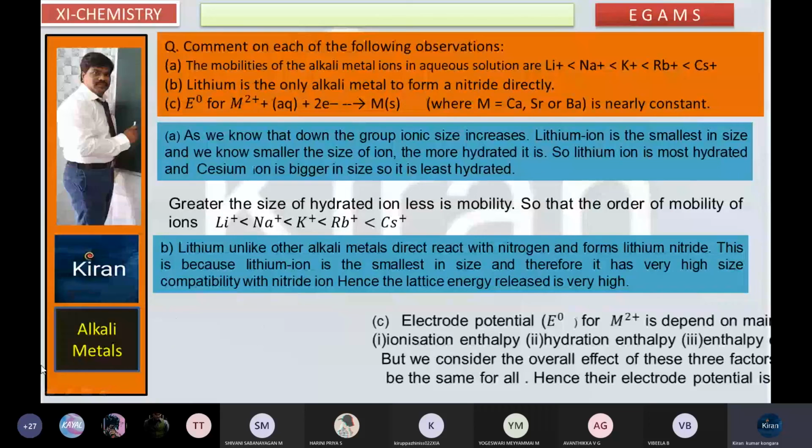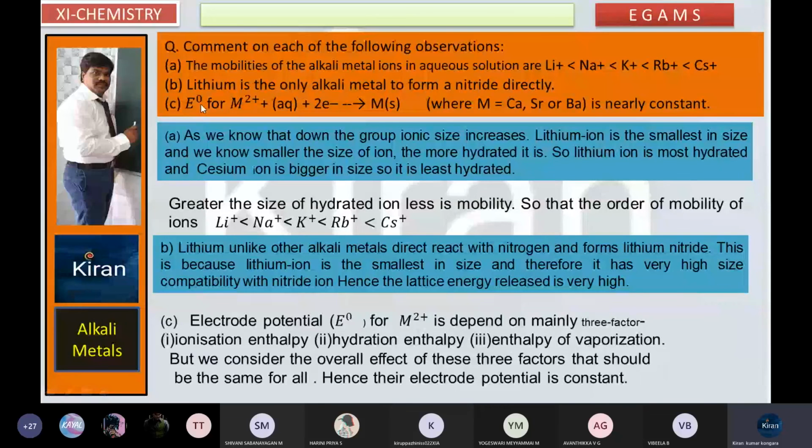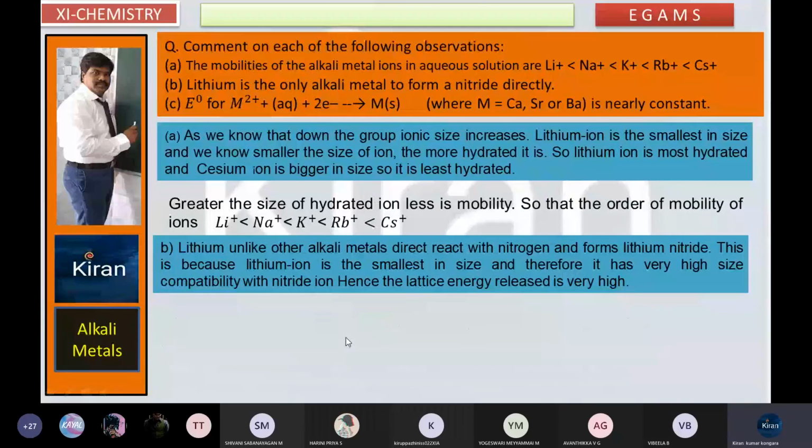Electrode potential E naught for M2+. Third question. E naught for M2+ plus 2 electrons, you are getting M. I'm explaining this equation first, then you can understand easily. See here, a metal ion, this is an alkaline earth metal, not an alkali metal. M2+ means, for example, I am taking Ca2+. In the aqueous solution, it accepts 2 electrons. You are getting M.